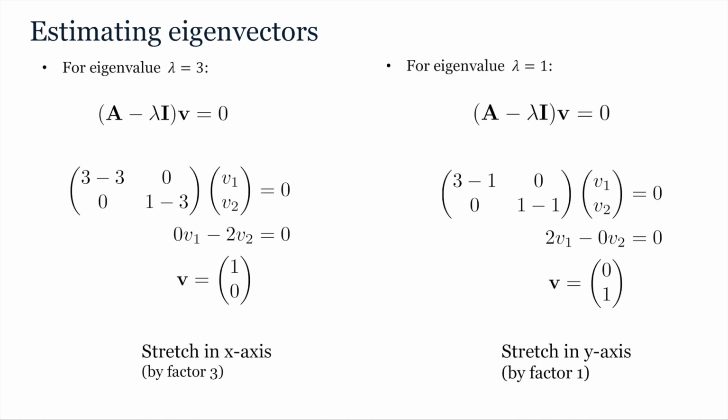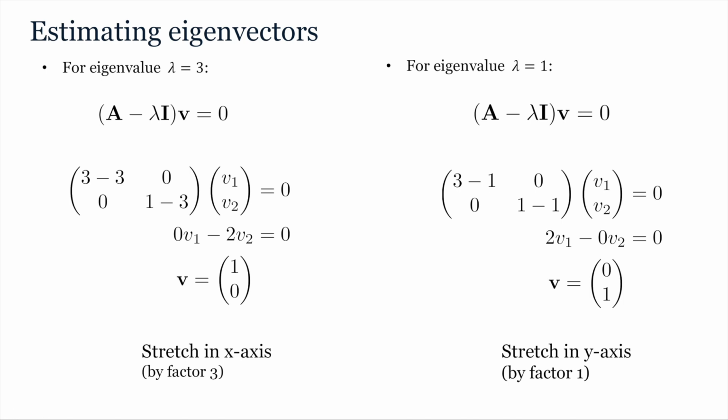Now for lambda equals 1, we perform the same operation, but this time we substitute lambda equals 1. This gives us a series of equations of 2v1 minus 0v2 equals 0 for the top row, and 0 times v1 plus 0 times v2 for the second row. So we ignore the second row and look at the top row. And as before, the only way that this can be solved is by having a non-zero value for v2 and 0 value for v1.